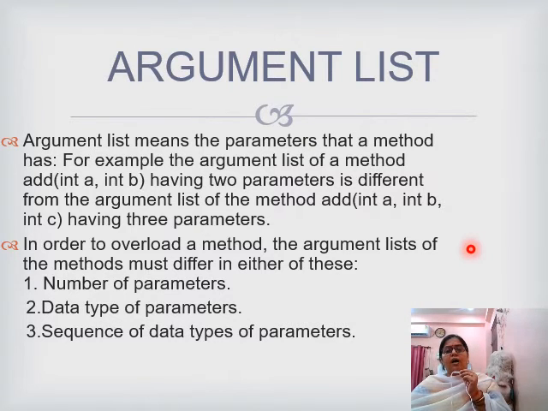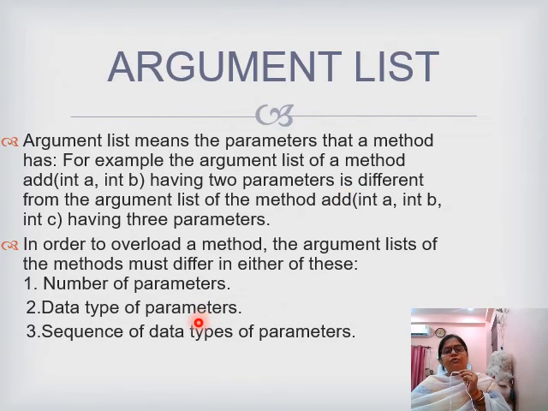Now, what is an argument list? Argument list means the parameters that a method has. For example, see, this is a function name and this is your argument list, or the parameters which it has. In this, the function name is also add, but the parameter list is different: int a, int b, and int c. Here there is int a and int b, but you see the function name is the same.